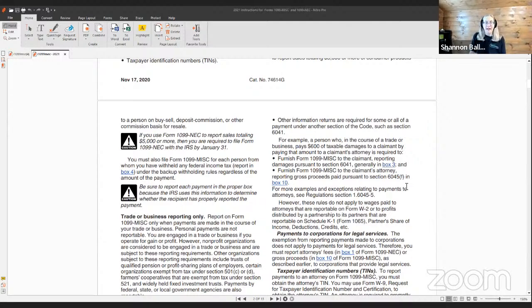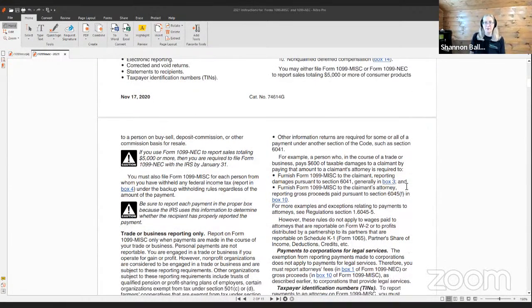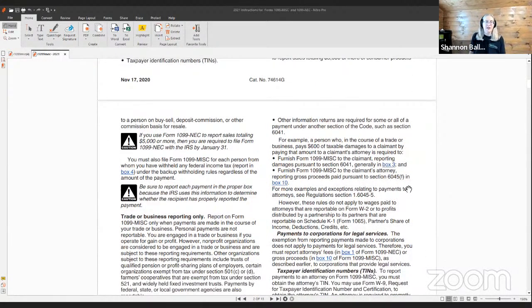If you discover that you have somebody that you need to report $5,000 or more of consumer products for, and it's after January 31st, you have the option to file it on a Form 1099 miscellaneous. So I would definitely file it on the Form 1099 miscellaneous if it's not filed by January 31st.